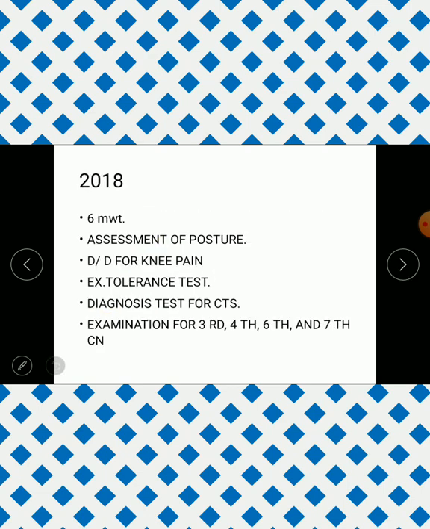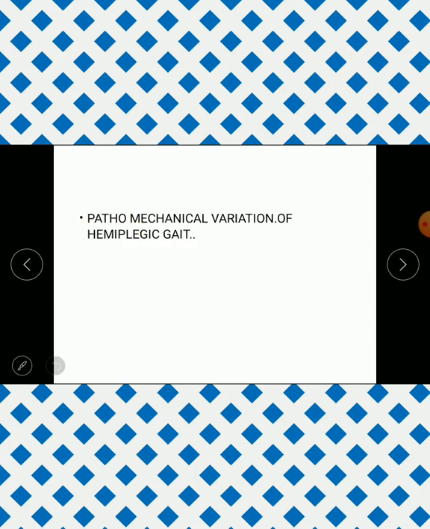In the year 2018, the questions are the 6-minute walk test, assessment of posture, differential diagnosis for knee pain, exercise tolerance test, diagnostic tests for CTS, that is carpal tunnel syndrome, examination of the 3rd, 4th, 6th and 7th cranial nerves, and pathomechanical variation of hemiplegic gait.